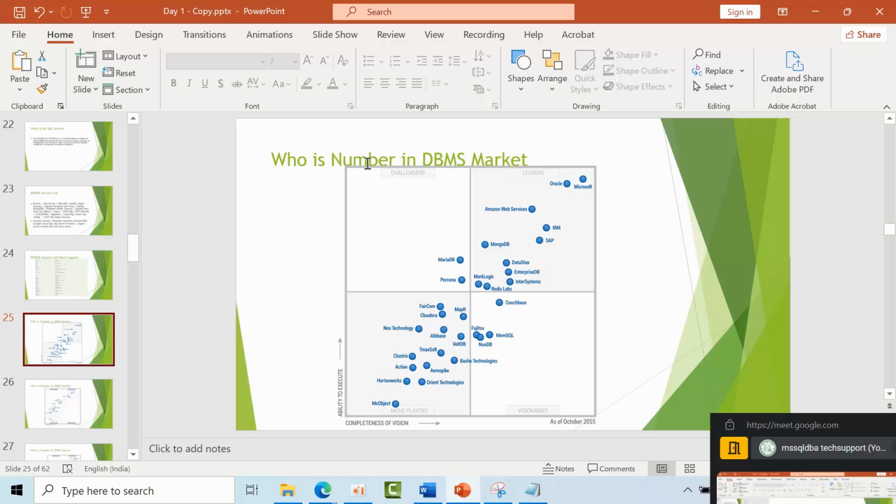Sir, now who is number one in the database market? Now you will see Microsoft. After that, the next competition we have is Oracle, Amazon Web Services, and IBM. So this is how we can confirm. If I learn Microsoft, there will definitely be some scope to get a job. Sir, is that the only thing required? Is it enough to learn Microsoft SQL Server for an entire lifetime? I said no.